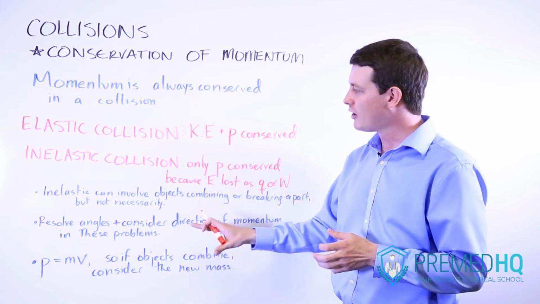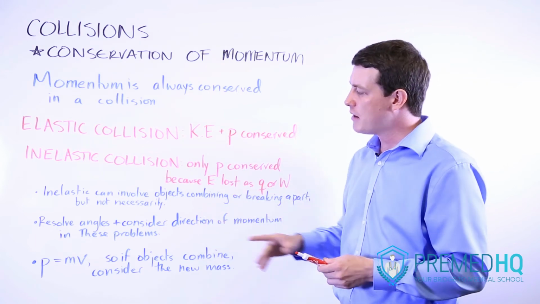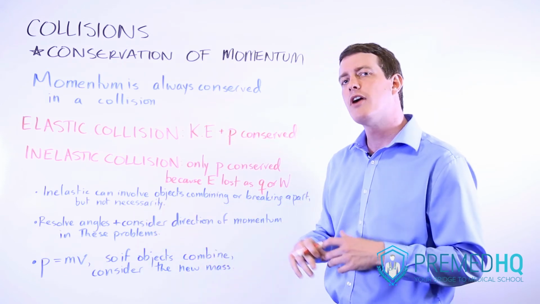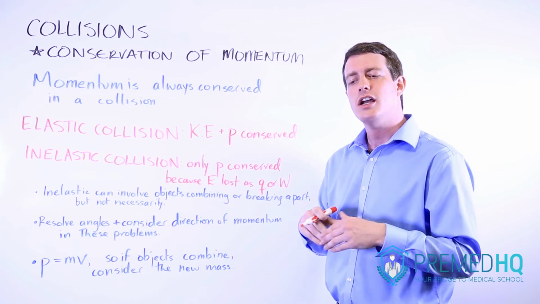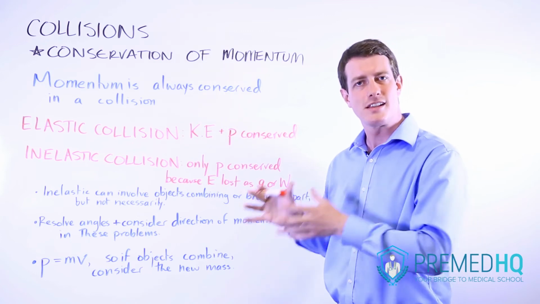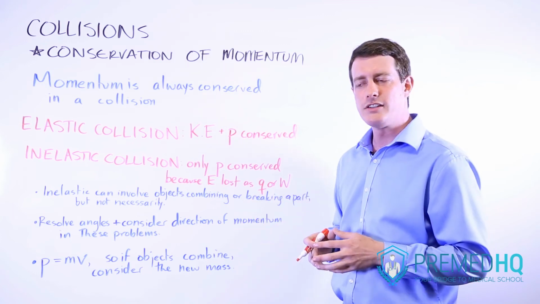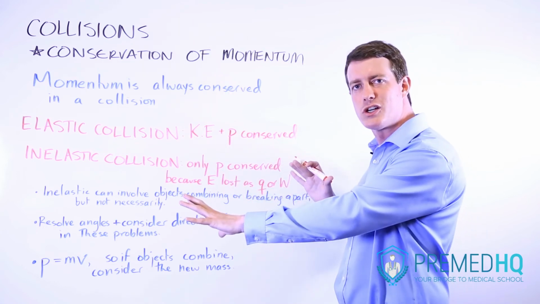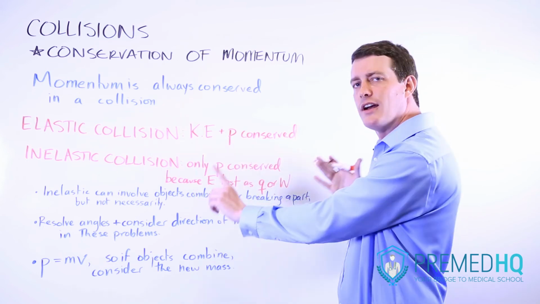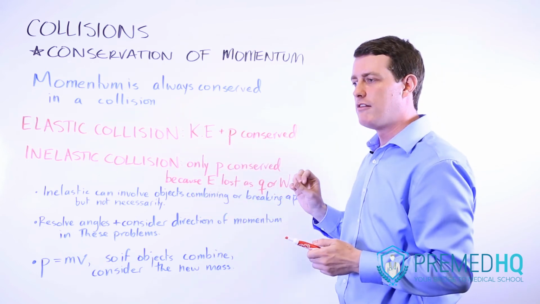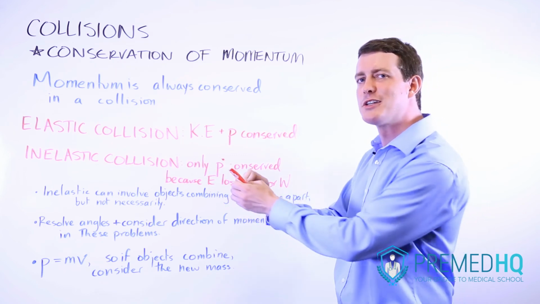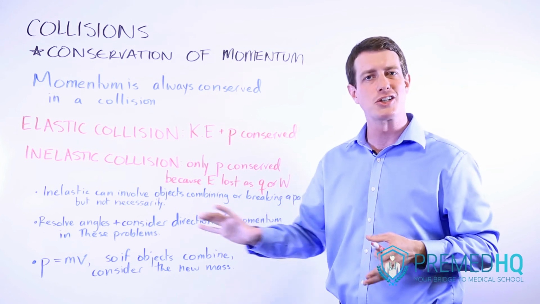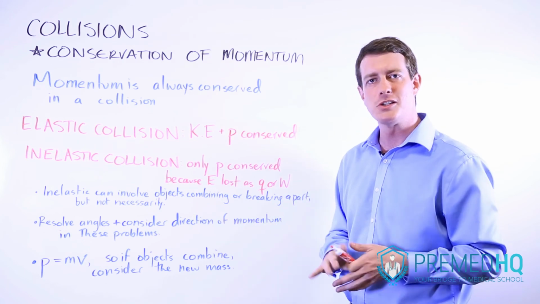And remember that you have to resolve those angles, as we mentioned earlier. And remember that the momentum formula is p equals mv. And so if objects do combine, you have to consider the new mass when you're considering this new momentum. The overall momentum will still be conserved, and you can consider the direction of the momentum because there might have initially been no momentum, but now there is momentum in both directions. Remember that mass plays a role and direction also plays a role. And with that, you're ready to encounter collisions.